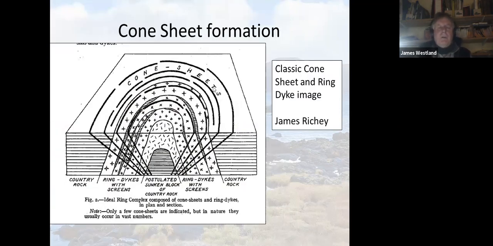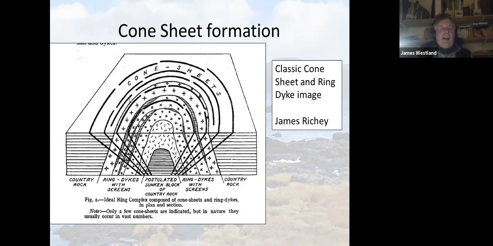Here's the classic cone sheet image from James Ritchie, who did work on the survey. Ritchie did a lot of work on cone sheets and ring dikes. He's the guy who probably did more work than anyone on these ring structures you get in the Hebrides. And basically you've got the magma, the hot material down below pushing upwards, and you've got the cone sheets radiating out from it. They're basically conical fractures in the crust that get filled with molten material, but they form as a consequence of what's called updoming. You've got the material down below pushing upwards and generating these fractures.